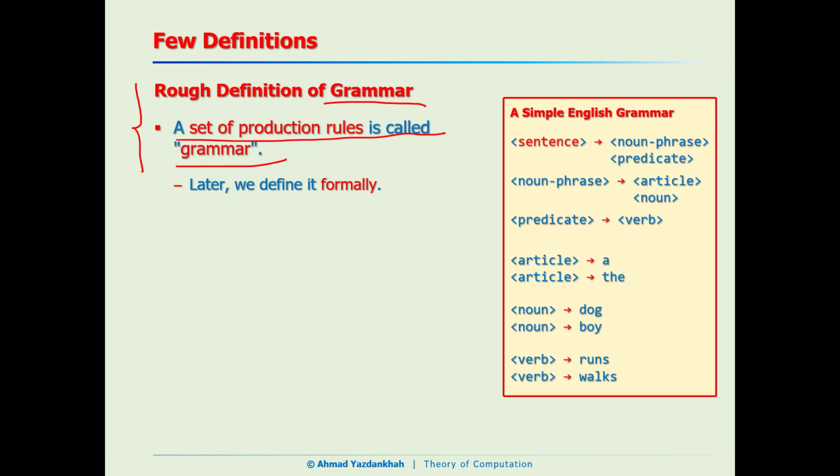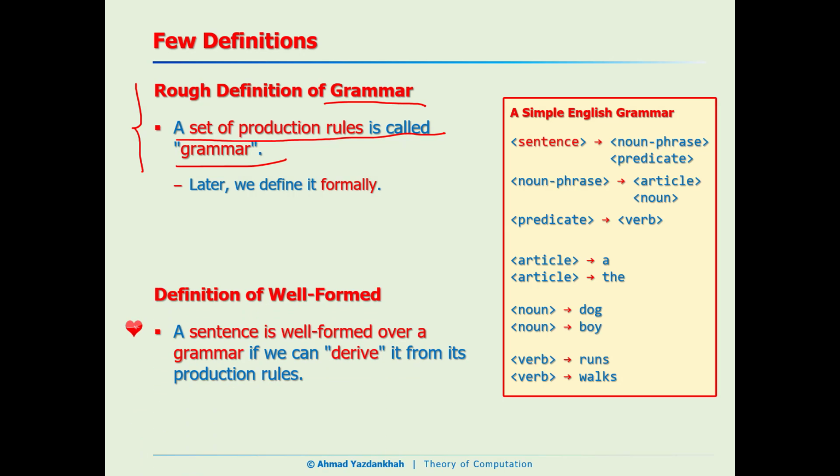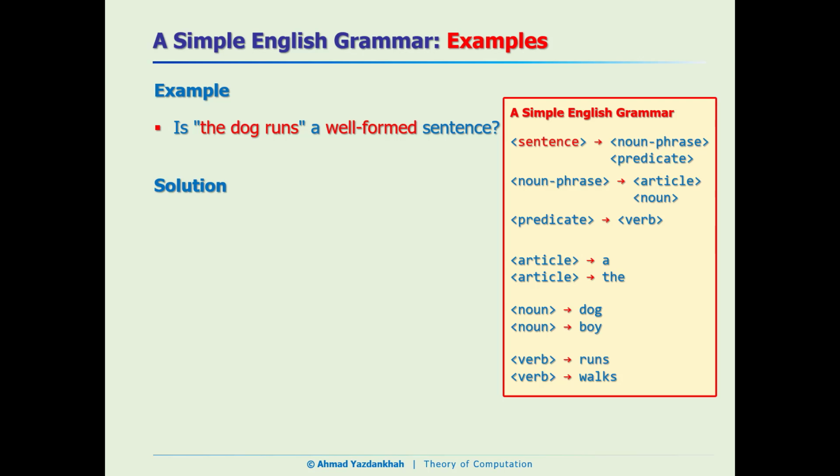Okay, so what is the meaning of well formed here? A sentence is called well formed over a grammar. They are very important. A sentence should be defined as well formed over a given grammar if we can derive it from its production rules. What does it mean? I will take a simple example to show you the meaning of this definition. Look at this example.